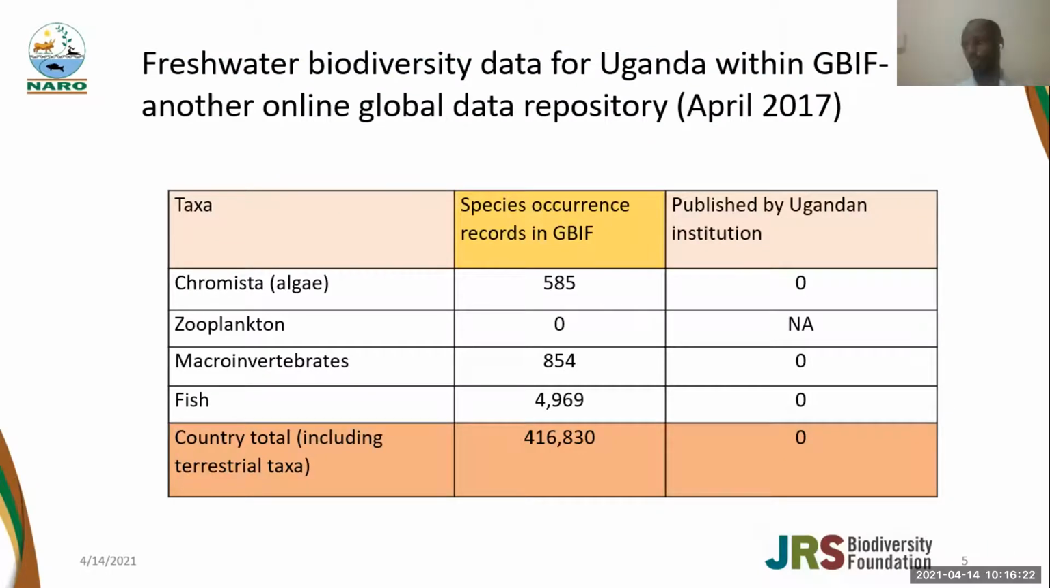Let's look at the GBIF, which is well known as an open access freshwater biodiversity data repository. And again, before our intervention, if you look at fish as our, let me say, flagship taxon, it constituted less than 1% of all the data available on GBIF for Uganda. Then for Chromista, at least there were some records, but when you look at the zooplankton, for instance, there was nothing in GBIF. And overall, of course, the total number of occurrence records were less than 1%, and more than 50% of these records, by the way, were not georeferenced and validated.